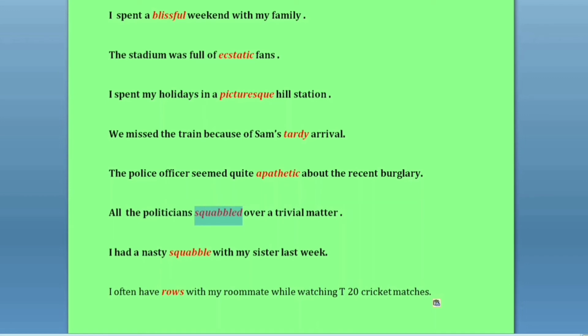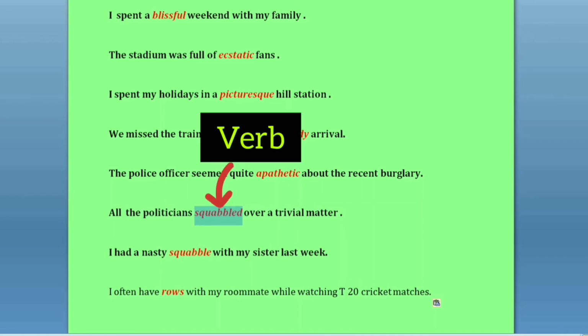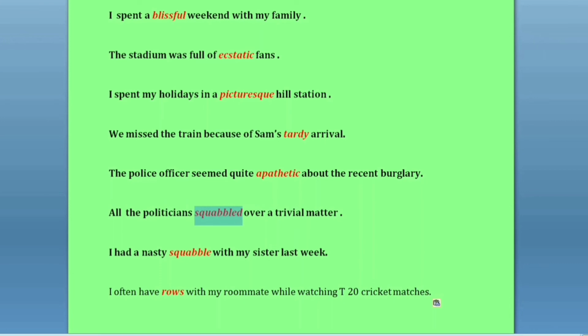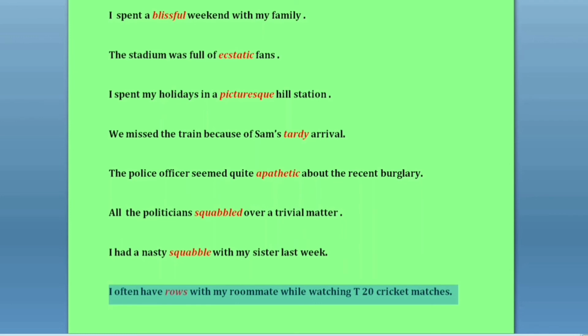So up next we have the word squabble. Let me show you. At first we can use that as a verb. As you see this example, all the politicians squabble over a trivial matter. Up next we have squabble as a noun. As you see on your screen, I had a nasty squabble with my sister last week. So it is used as a noun.